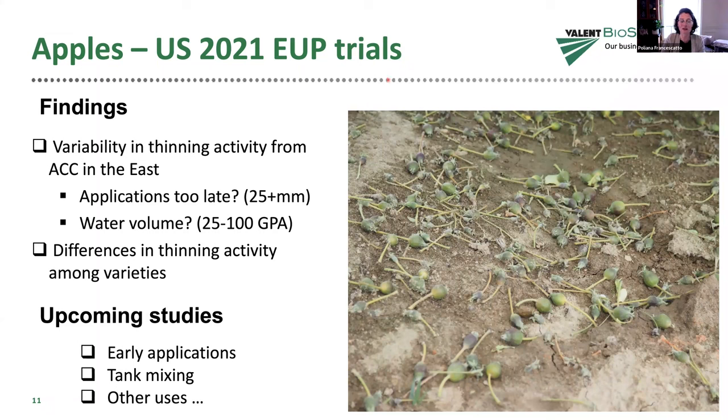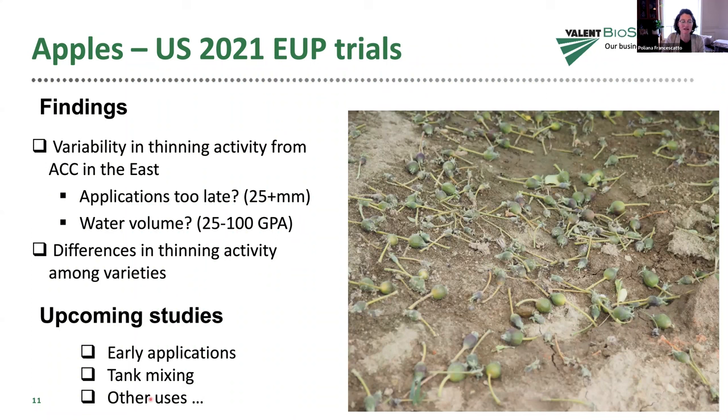Also, there's a lot of variability in water volume used by the growers. Sometimes we even saw growers going with 25 gallons per acre. We don't know yet about the translocation efficacy. We believe that you have to have good coverage for the product, but we're doing studies to confirm that. And as I mentioned before, there's difference in thinning activity among varieties, not just among varieties, but among years and among blocks. But varieties does play a role here.